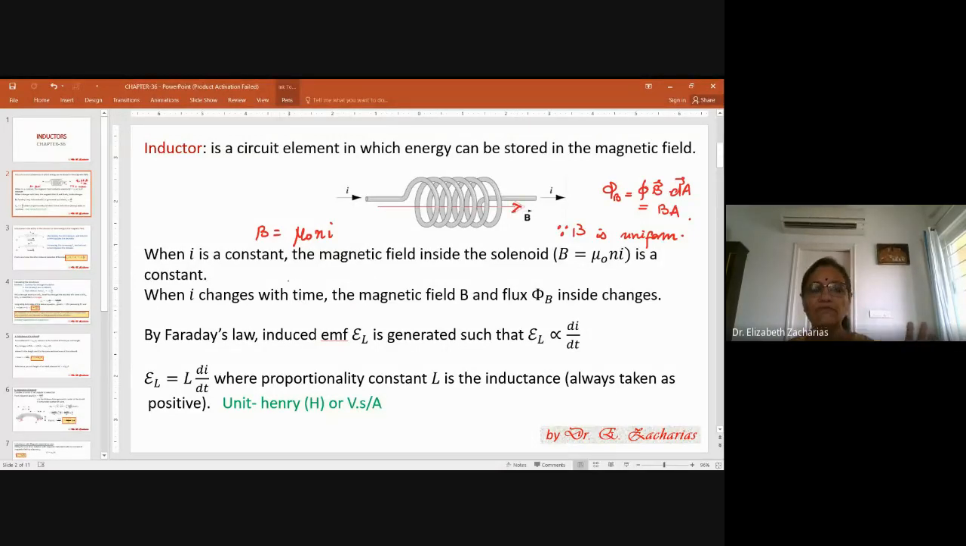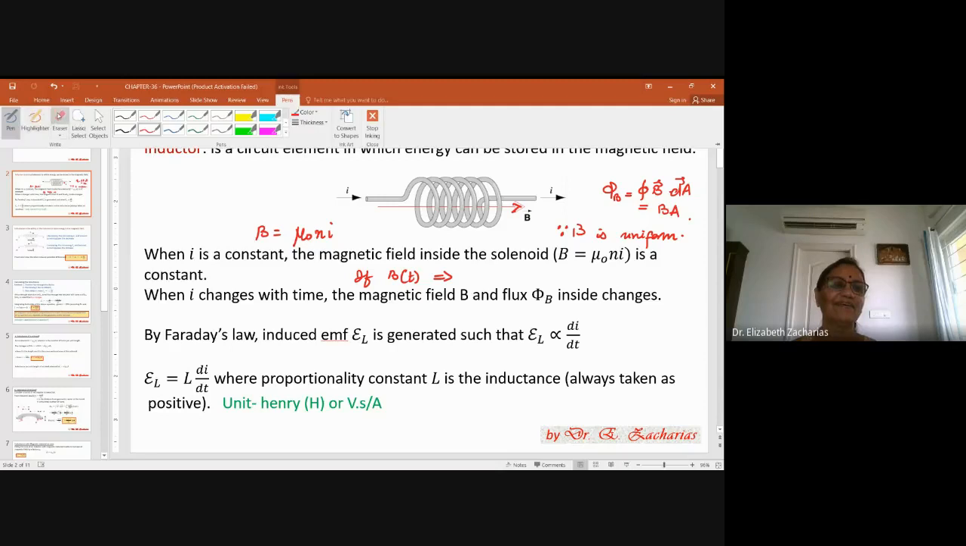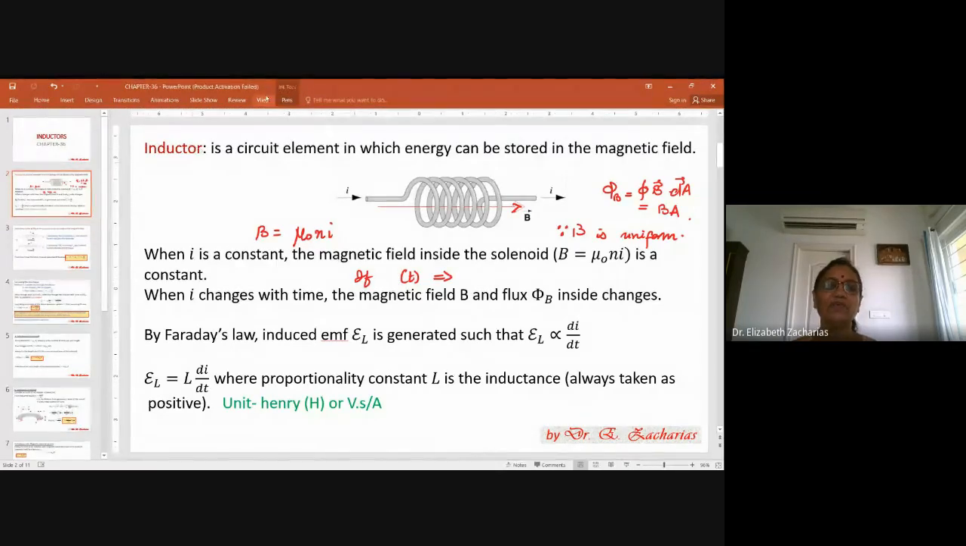Now, if this current is changing as a function of time, that would imply that the magnetic field is a function of time. That would imply that the flux is a function of time. That would imply that there will be an EMF and an induced current. These two are coming from Faraday's law.